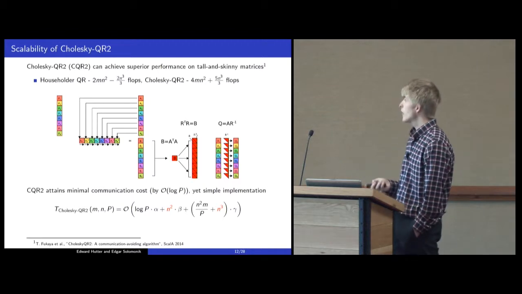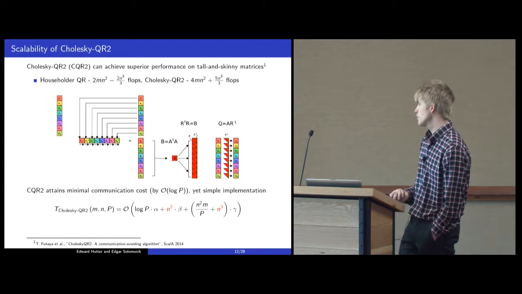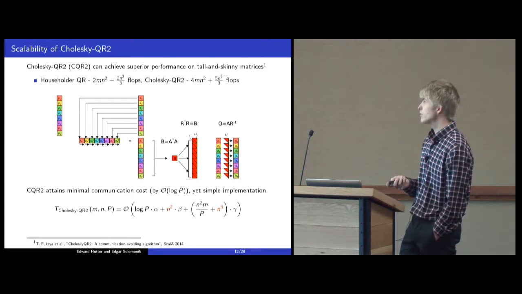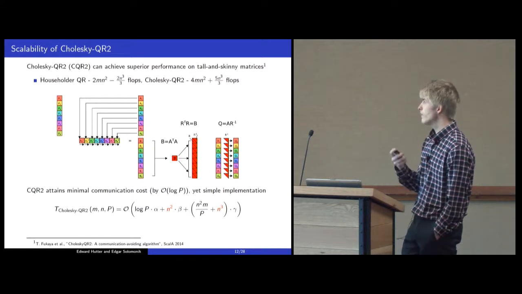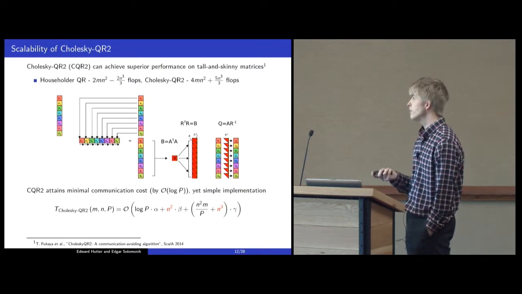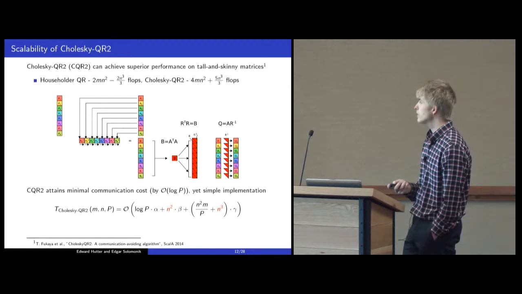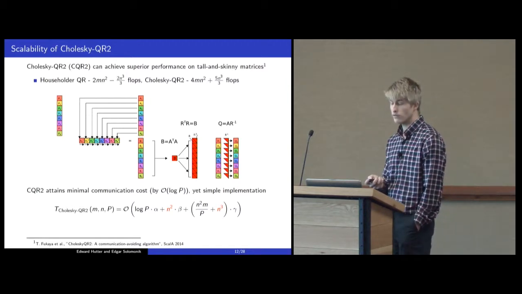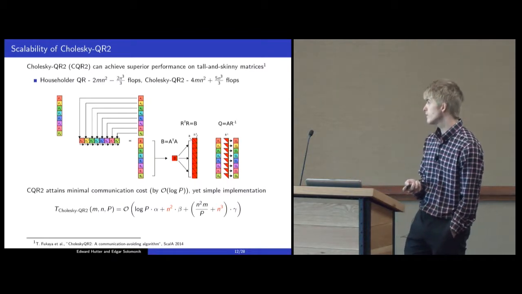here's a diagram of that algorithm. A 1D processor grid is used because the matrix is very tall and skinny, and then after a single all-reduce, the matrix B can be replicated on every machine, and then the rest of the computation can be done sequentially. It does reduce the communication of TSQR by a factor of log P, and it has a very simple implementation, and that's important.